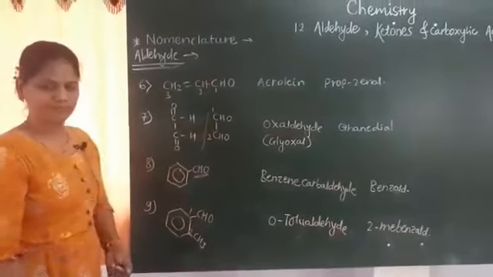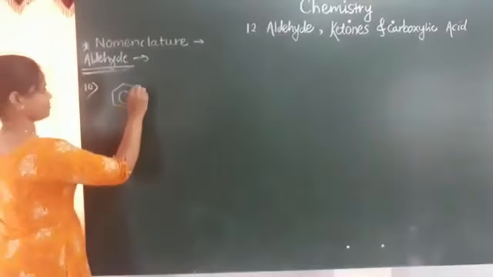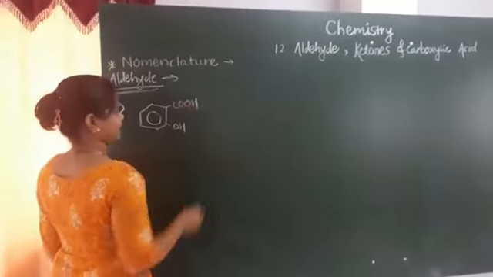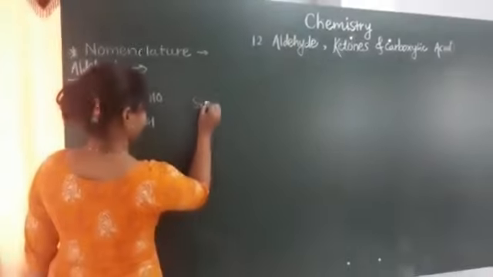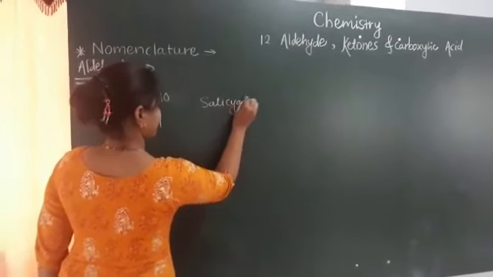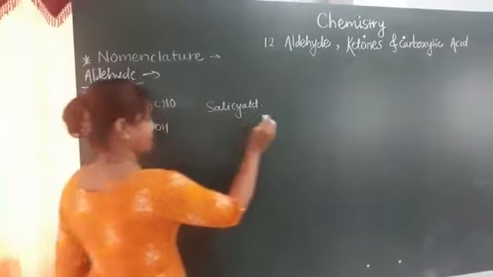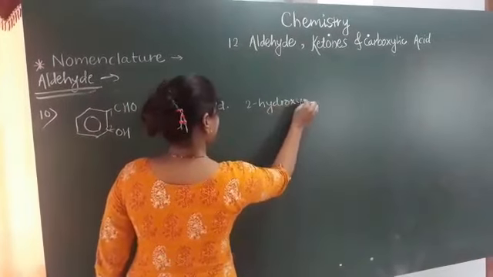Next example, 10th one. We will take substituted benzene with the OH. Previously, in carboxylic acid, it was like this and its name was salicylic acid. Now this functional group is replaced by aldehyde and the name is salicylaldehyde, and the IUPAC name is, numbering 1 and 2, 2-hydroxy benzaldehyde.